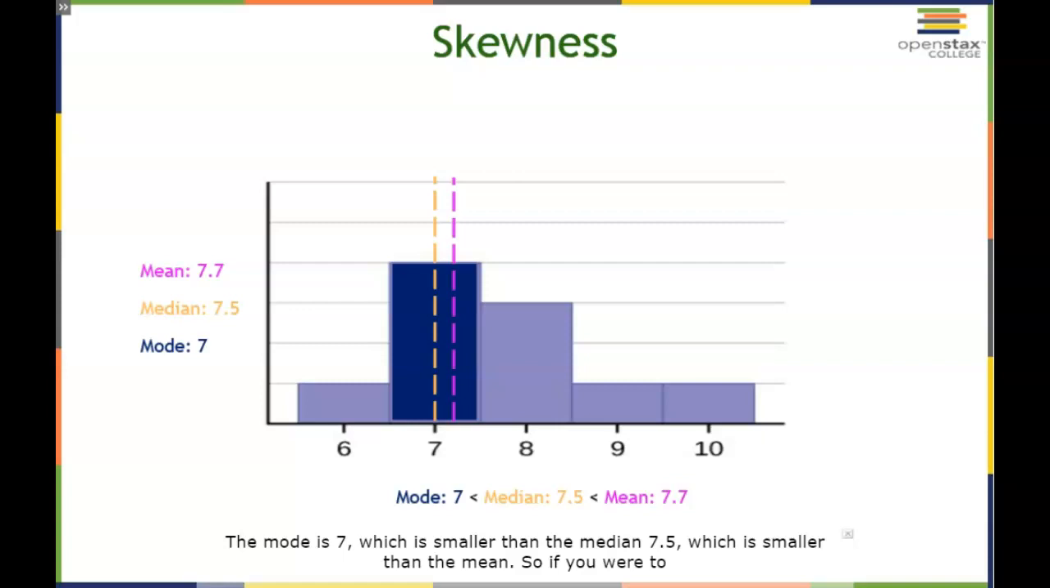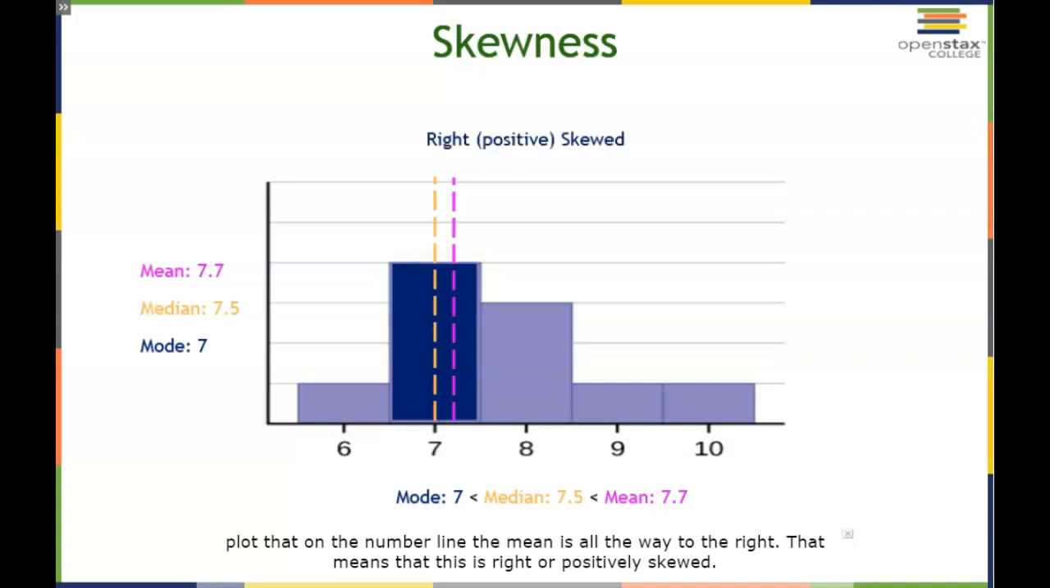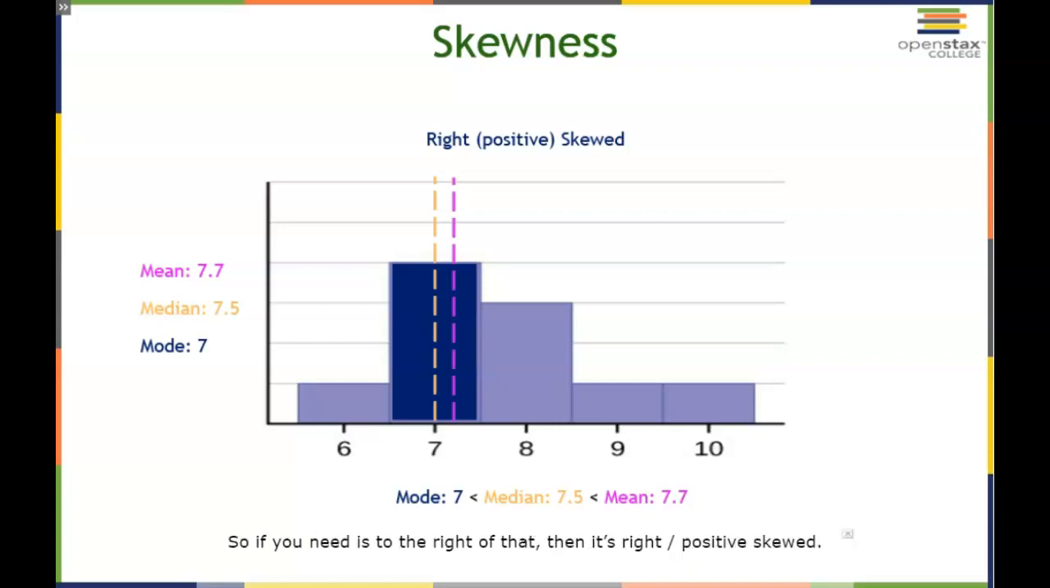If you were to plot that on a number line, the mean is all the way to the right. That means that this is right or positively skewed. If the mean is to the right of everything else, it's positively skewed, and mostly if it's to the right of the median. The median is a nice indicator of where the middle of your data is. So if your mean is to the right of that, then it's right positive skewed.